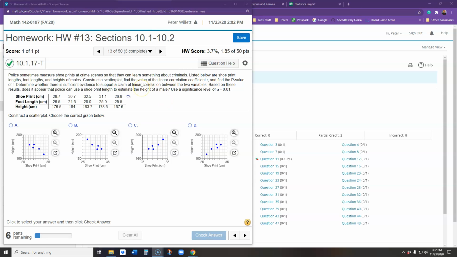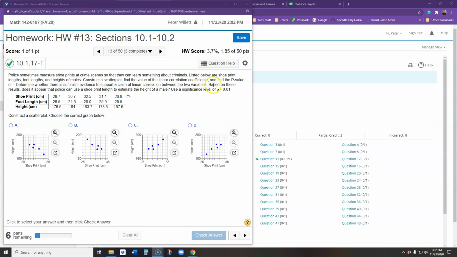Construct a scatter plot, which is what these options are here for the first part of the problem. Find the value of the linear correlation coefficient R and the p-value of R. Determine whether there is sufficient evidence to support a claim of linear correlation between the two variables. Well, it says between the two variables, and they've actually listed three here: shoe print, foot length, and heights. So we have to see which two variables they are talking about.